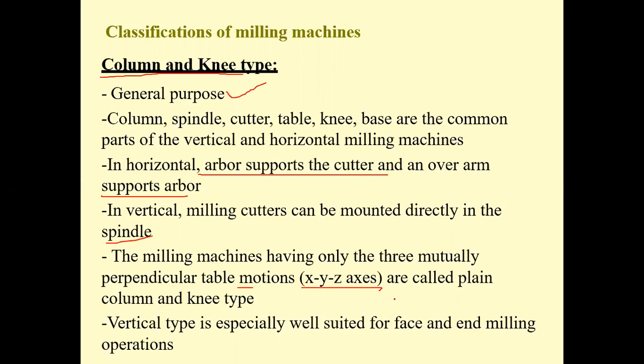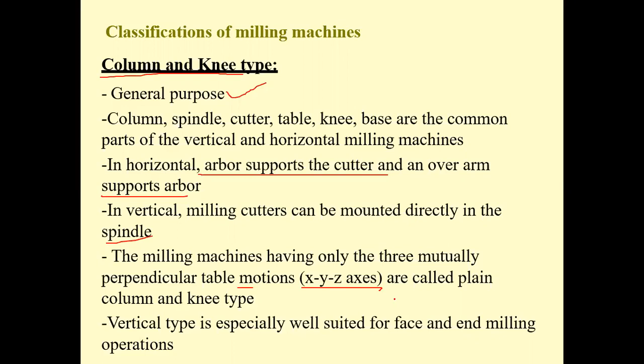So this table is only moving in 3 directions. In the X direction, it's moving forward or backward. In the Y direction, it's moving upward and downwards. In the Z direction, maybe in the other perpendicular direction, it can move. So in all 3 directions it can be moved. The vertical type is especially well suited for face milling operations. So whatever I just told you, the vertical milling machine is normally used for face milling.